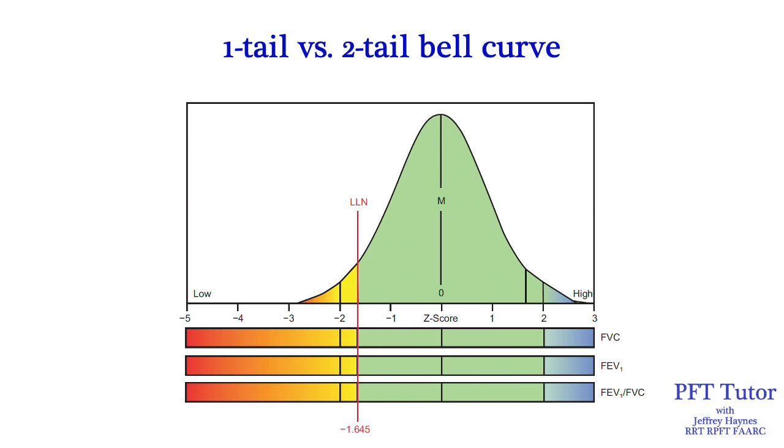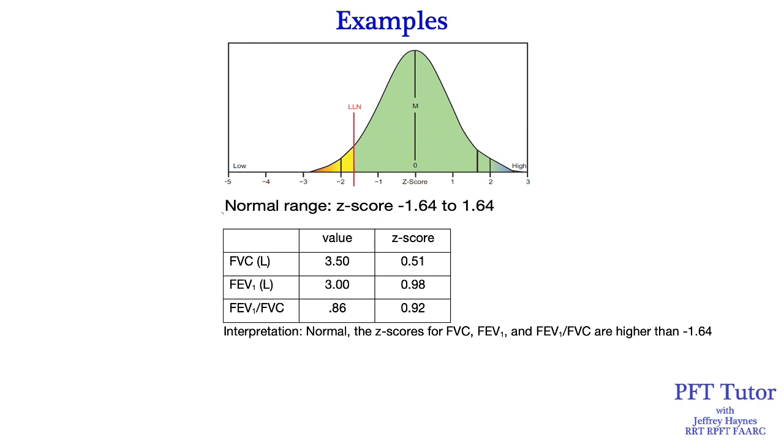Now, there are some PFT values such as DLCO, TLC, and residual volume that can be both abnormally low and abnormally high, which might justify using a two-tailed approach, for example, plus or minus 2 standard deviations or plus or minus 2 z-scores. However, for uniformity and simplicity, a z-score of plus or minus 1.645 is used as normal range for all PFT values. Okay, so let's practice.